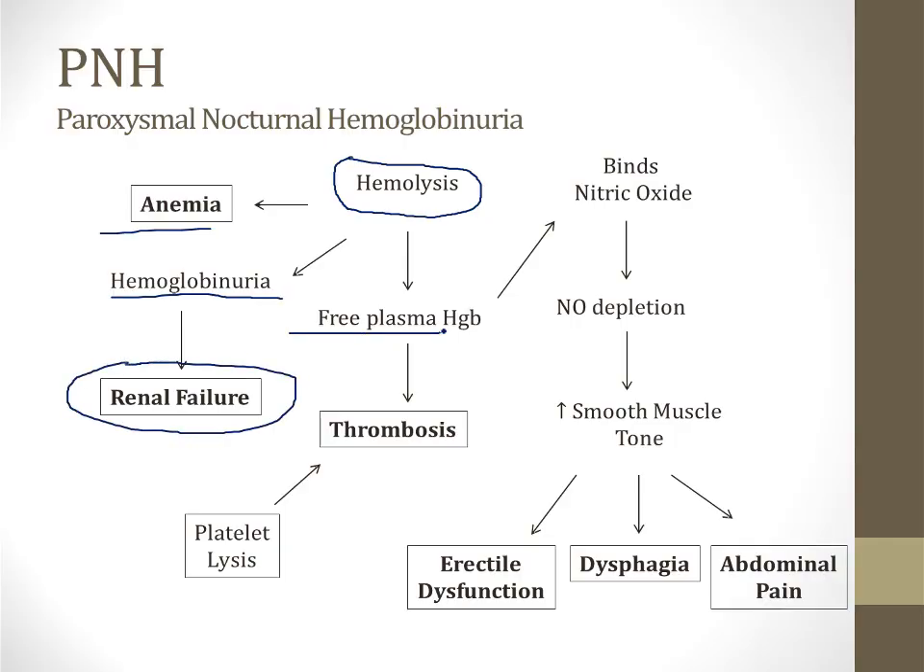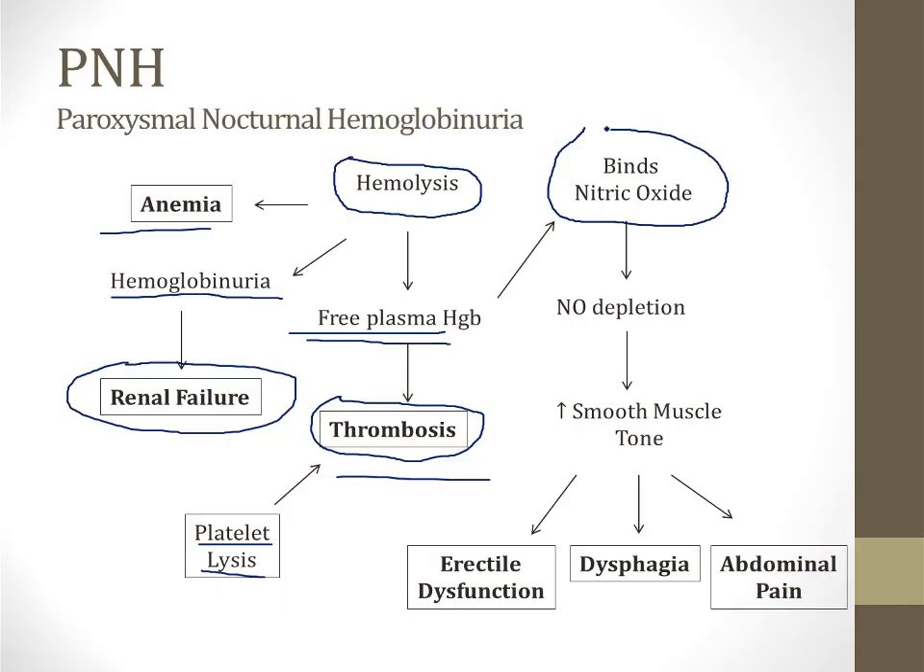The free plasma hemoglobin that is released after hemolysis is a big part of the problem in this disorder. Free plasma hemoglobin is thrombogenic, so this can lead to thrombosis. In addition, as I told you before, platelets are also lysed in this disorder by the complement system, and so they can spill their granule contents, and many of those contents promote thrombus formation, so that can also lead to thrombosis. Another problem with the free plasma hemoglobin is that it binds nitric oxide.